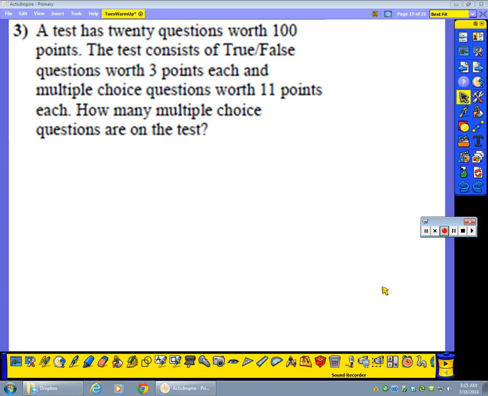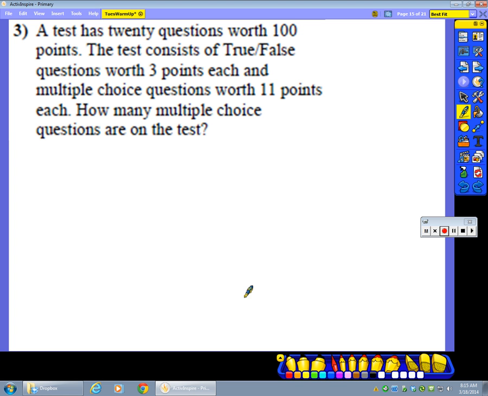Okay, so here we are for number 3. We have to create a system of equations for this word problem, and then we're going to solve it. A test has 20 questions worth 100 points. The test consists of true-false questions worth 3 points each, and multiple choice questions worth 11 points each. How many multiple choice questions are there?